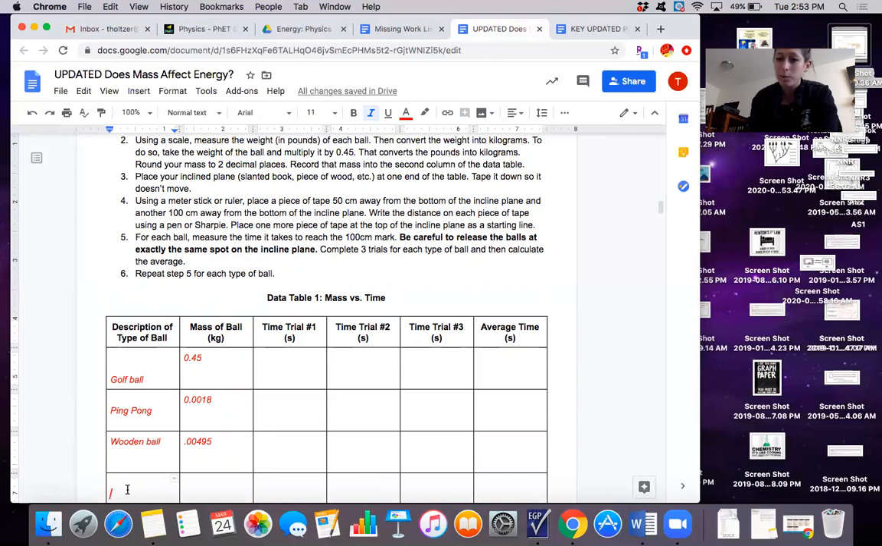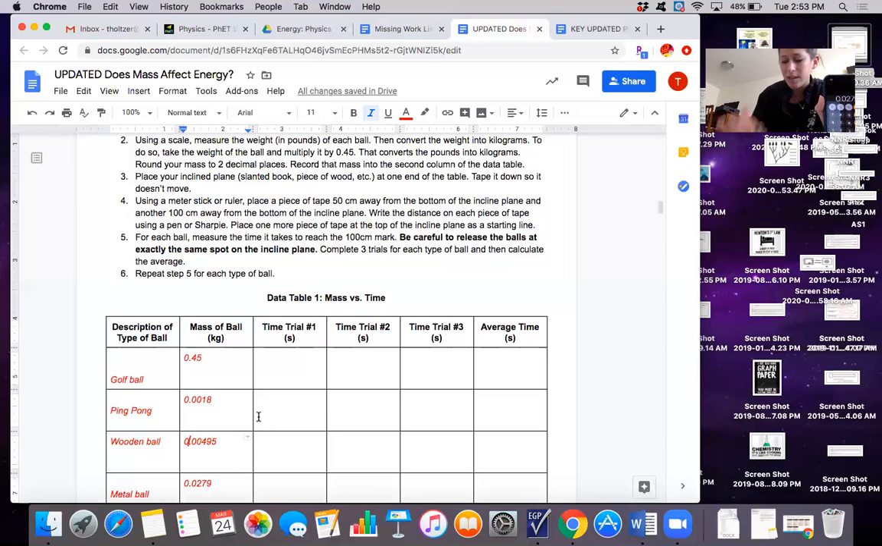Good. Okay, next I have a metal ball. So once again in the description, what should I write? Metal. Very good. Metal ball. And now I need to find the mass. So let me get my scale ready. Okay, the weight of this metal ball is 0.062. Once again, I'm going to multiply that times 0.45, and that gets me this mass in kilograms, 0.0279. You can see where I'm filling it in right in the data table here.